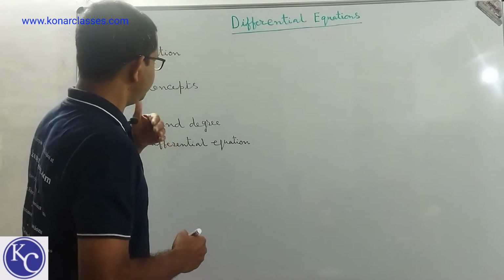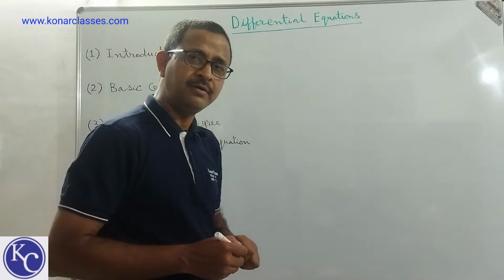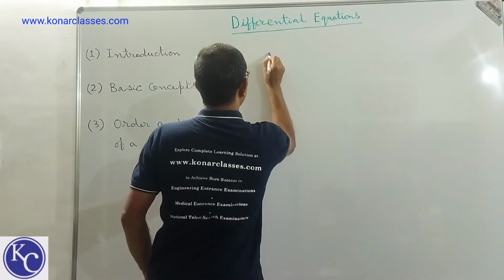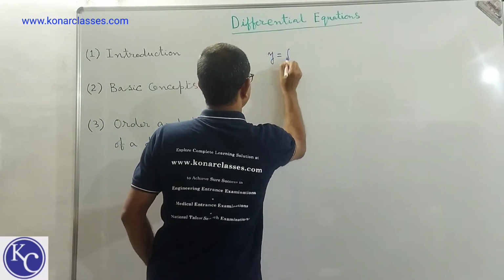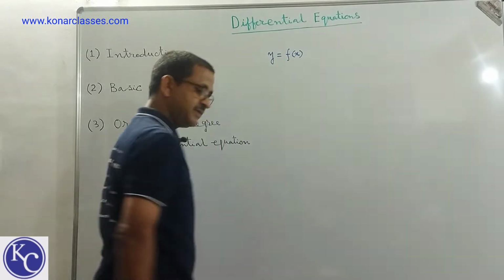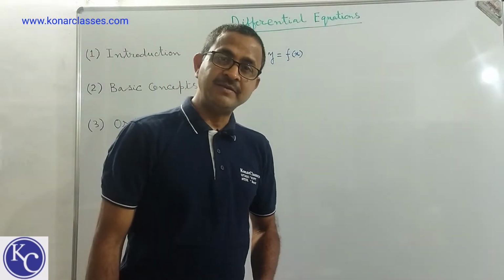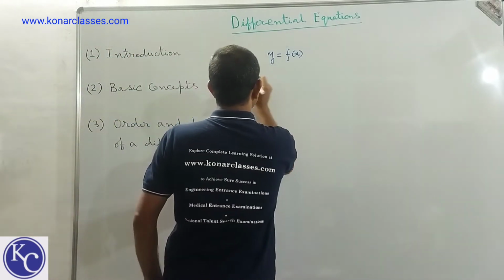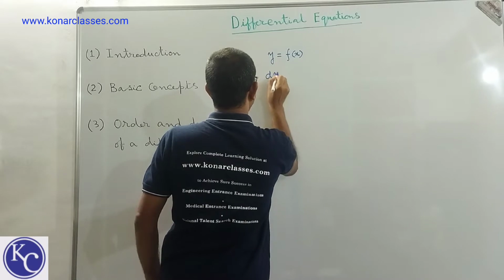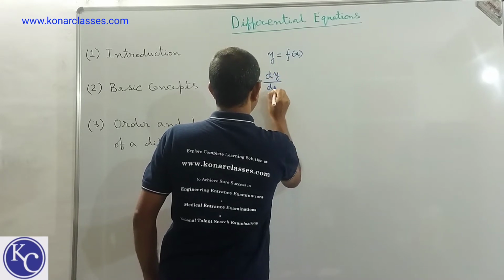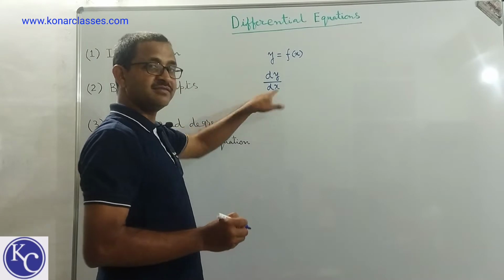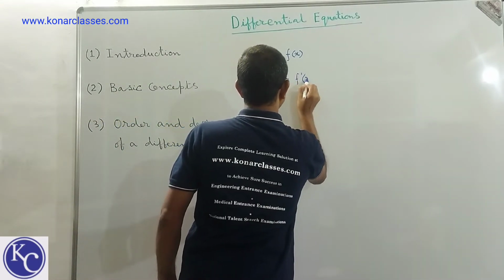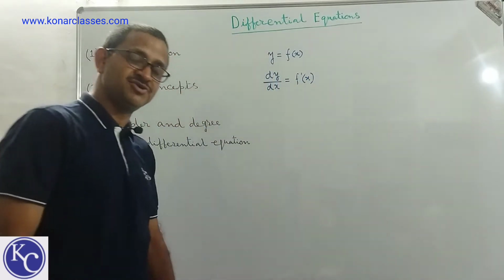Dear students, if you recall, earlier we have learned about differentiation. What is differentiation? Suppose you have been given a function y equal to f(x). Here x is an independent variable and y is a dependent variable, dependent on x. Now we have learned how to find the differentiation of y, the dependent variable, with respect to x, the independent variable, and that we say as f dash x, and that is known as the differentiation.